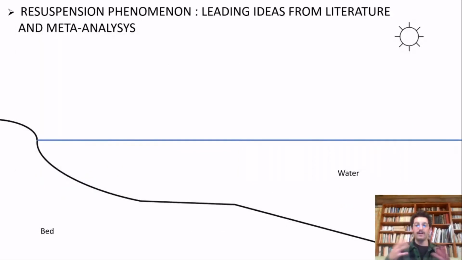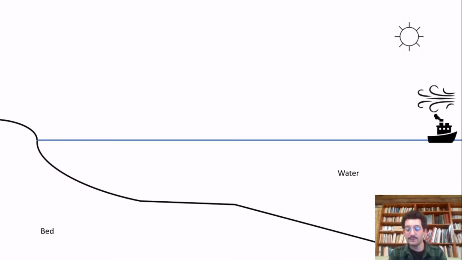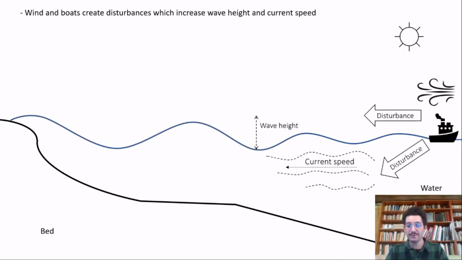Now we want to present the main ideas from the literature on the resuspension phenomenon. If we have sufficiently strong winds at the surface of the lake, hydrodynamic disturbance will occur in the water column. First, at the surface, by an increase of the wave height that will increase as a function of the wind speed and the wind fetch for the wind hydrodynamic disturbance, and as a function of boat type, distance of the boat passage, and boat speed for the boat.